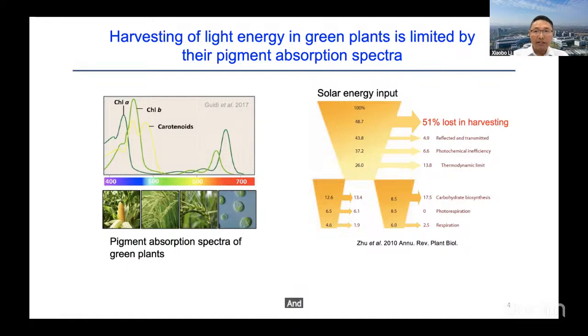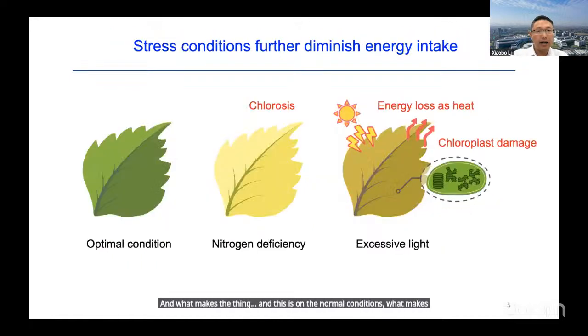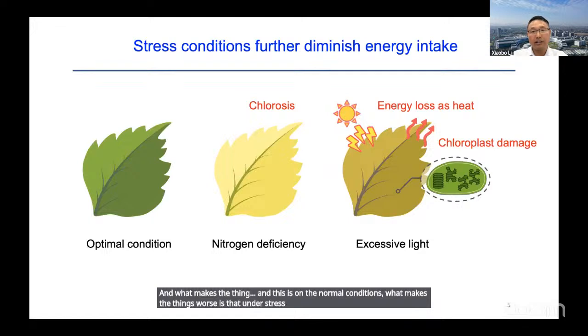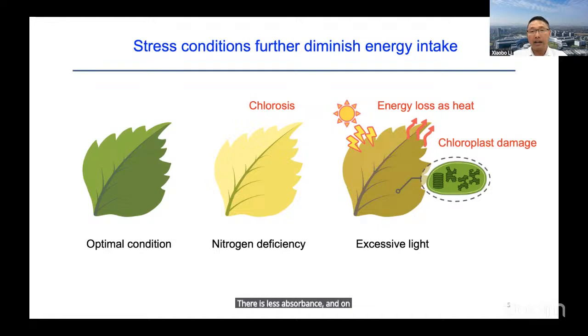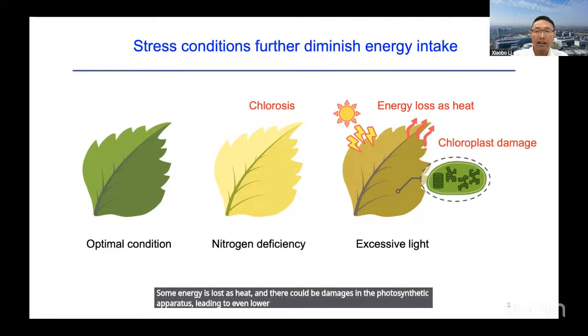And what makes things worse, and this is under normal conditions, is that under stress conditions, the energy loss is even more obvious. Under some stresses, plants get chlorotic, that means chlorophylls are getting lower. There is less absorbance, and under some other conditions like excessive light, some energy is lost as heat, and there could be damages in the photosynthetic apparatus, leading to even lower photosynthetic energy intake.